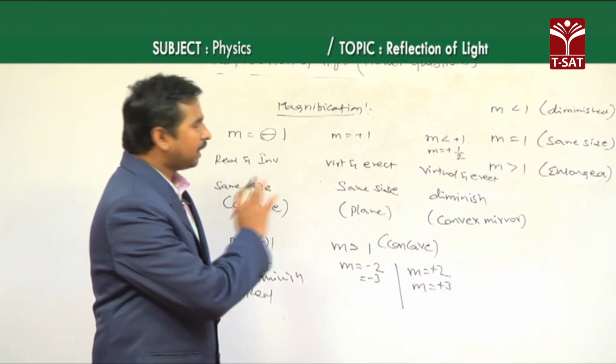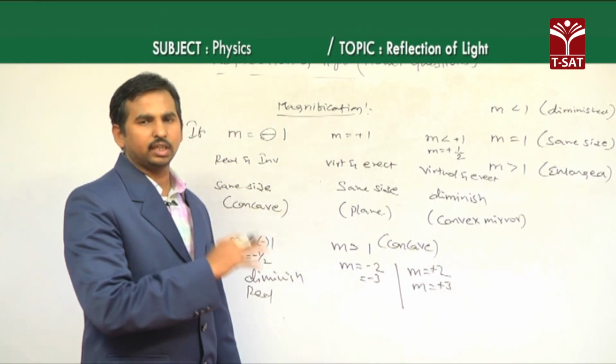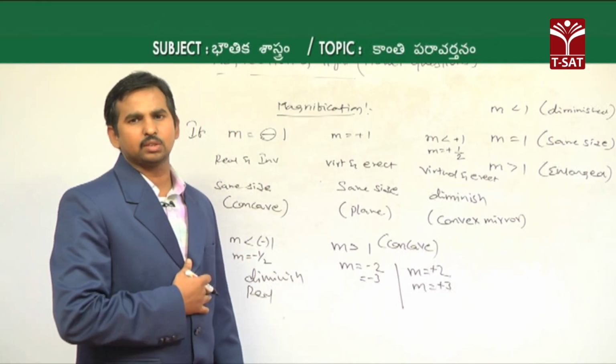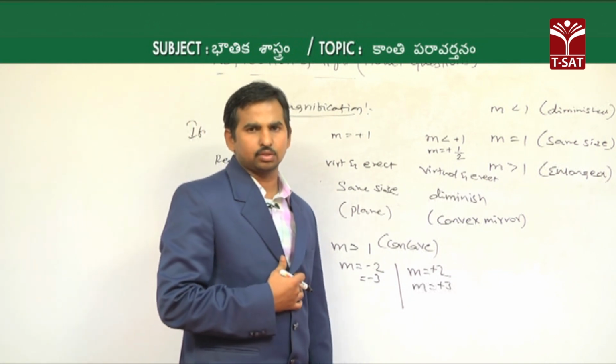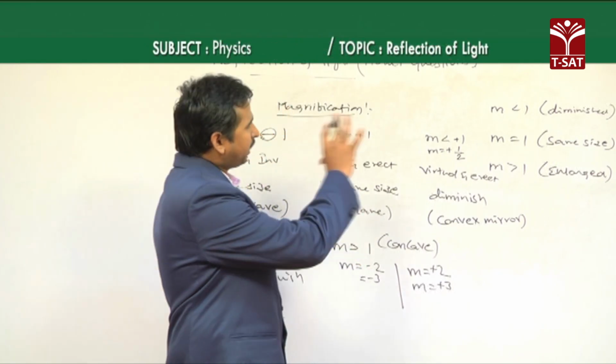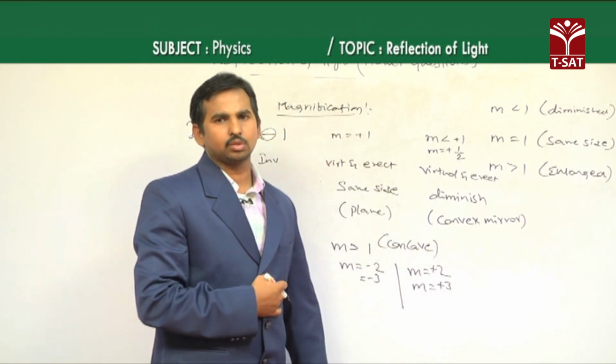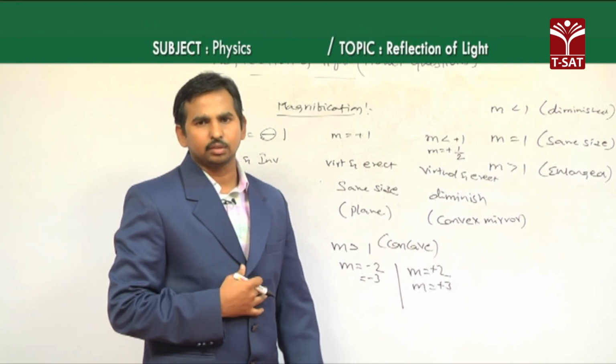So depending on the m value given, depending on the sign and depending on the number, whether its value is less than 1 or greater than 1, we can judge which mirror we are going to use. Okay. Like this, different types of competitive questions come from this magnification part.